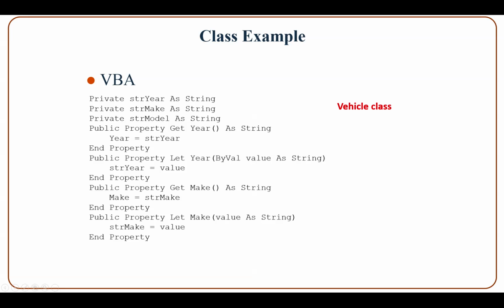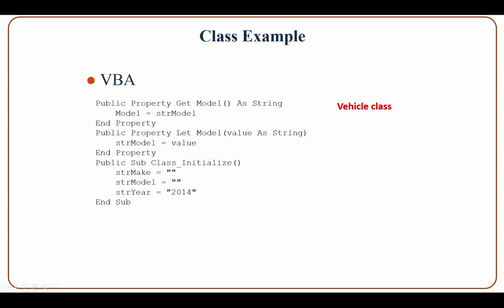One is Get and another is Let. Get is to return the content of the private variable, and Let is to assign a new value to the private variable. So you have a pair of Get and Let for each private variable. From outside, when you declare an object based on the Vehicle class, you are not able to see the private variables. In order to work with the private variables, you have to use the Get and Let property procedures.